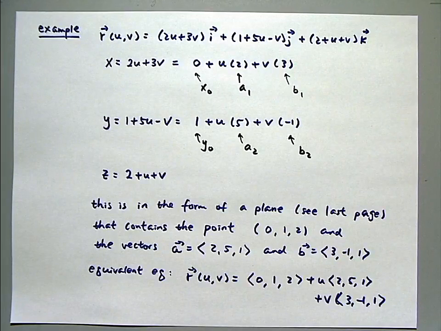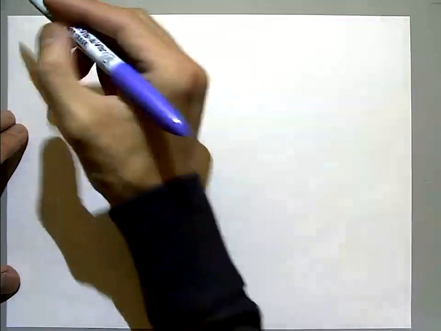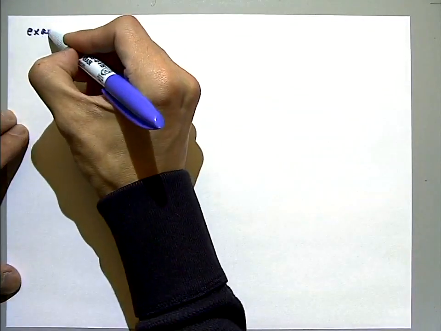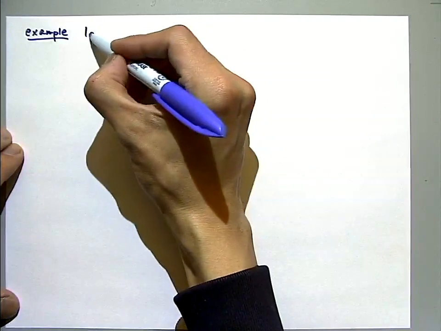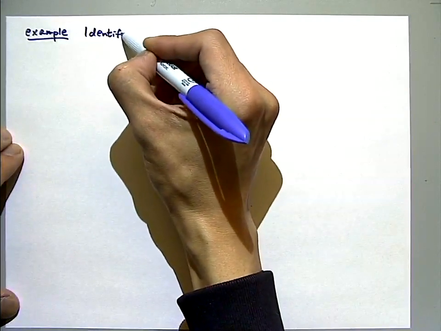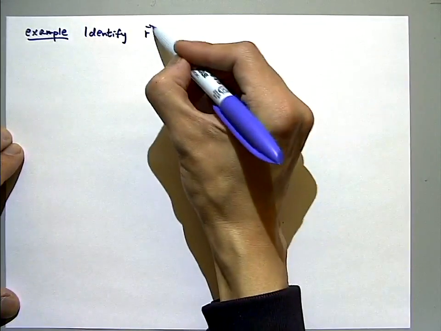Okay, let's do a couple more examples. Let's work on identifying a surface given by its parametric equation. A plane is pretty easy to remember if you know the form of the equation. Now with the other things, you're going to have to rely on your knowledge of the other shapes we have looked at. So let's figure out what we're looking at here.